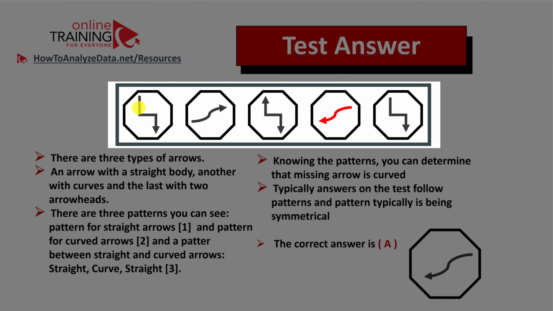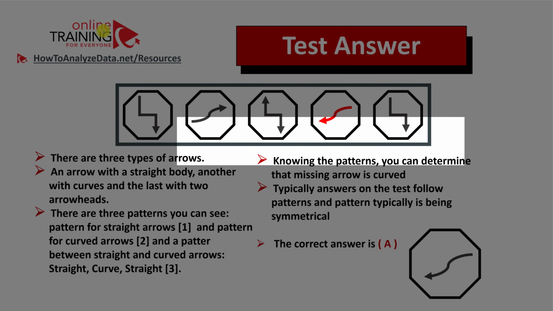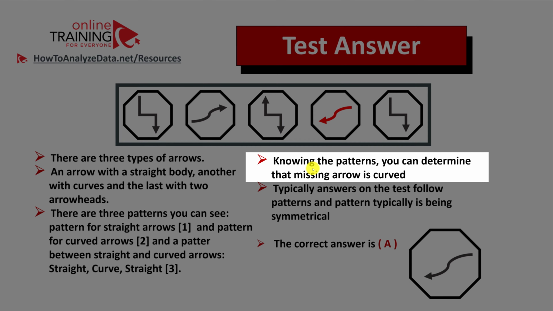You see that the numbers 1, 3, and 5 are straight arrows. And then we have a pattern for curved arrows. You see that the shapes 2 and 4 contain curved arrows. And then you also see the pattern of straight arrows going down in the first and in the 5th shape. Now, knowing the patterns, you can determine that the missing arrow is curved.